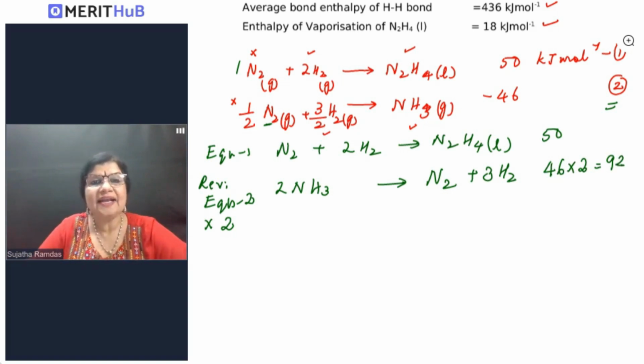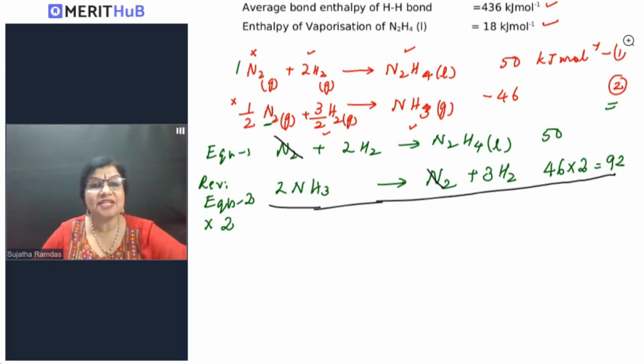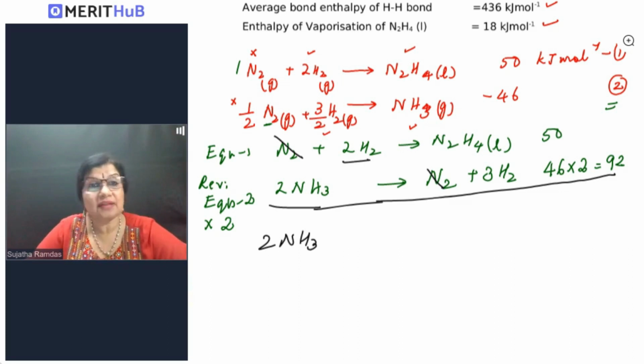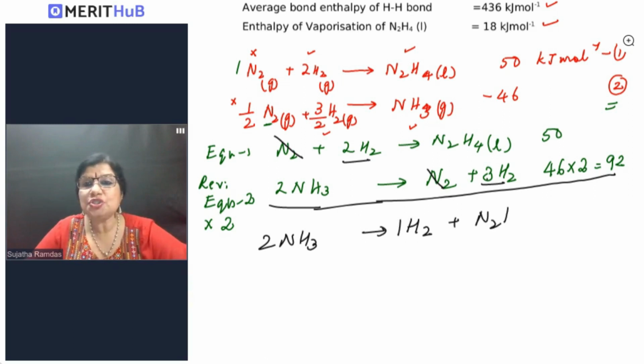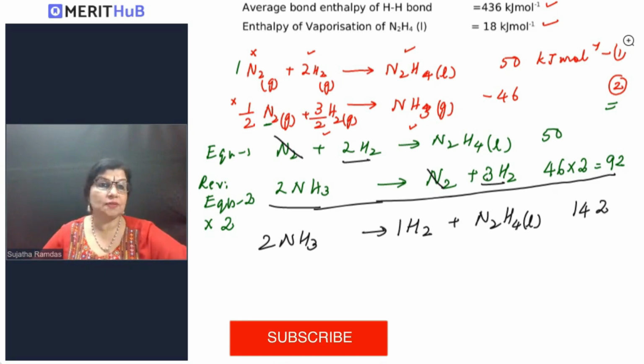Now let's add these two equations. When we add these two equations, nitrogen gets cancelled out. So what do we have now? 2NH3. Now we have 2H2 here and 3H2 here. So we bring hydrogen to the right hand side. 3 minus 2, 1 hydrogen plus N2H4 liquid. So we added the two equations to get this equation, and therefore we add the enthalpy values, and that becomes 142 kilojoules, right?